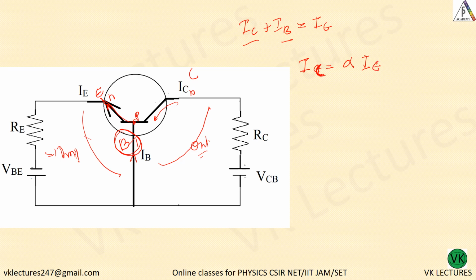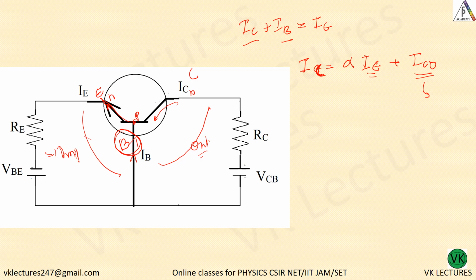Based on the current, whatever we are getting is alpha IE, written in terms of IE. The current increases here and IE will also increase. How much it increases is determined by this value. This IC naught is a very small value because it is the reverse saturation current. After saturation there is a small minute current flowing.